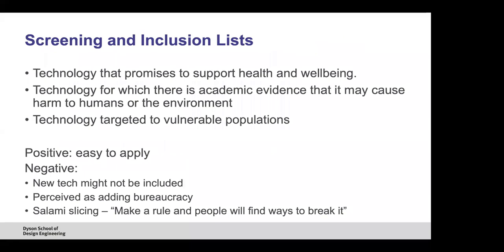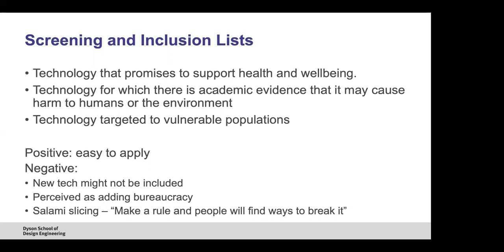So within this, obviously all this impact assessment can carry a large, significant cost to technology organizations. So we want to find ways of screening and reducing the workload, both on the organizations themselves, but also on the regulators. We want to see, for example, if technology is promising to support health and well-being, well, if you're selling that as part of your offer, then you should look for ways of making sure that that actually happens.